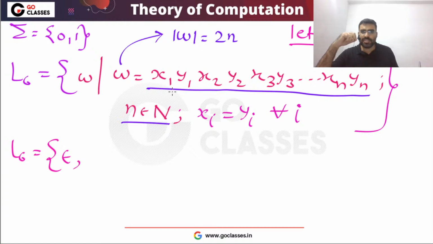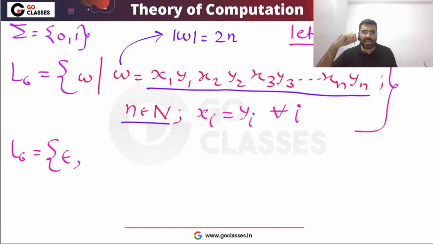Length of w will be 0, meaning the empty string. Yes, the empty string will be in the language. If I assume 0 is a natural number, that n can be 0, then if I put n equal to 0, the length of w will be 0. And which string has length 0? The empty string. So the empty string will belong to the language. Is this clear to everyone?